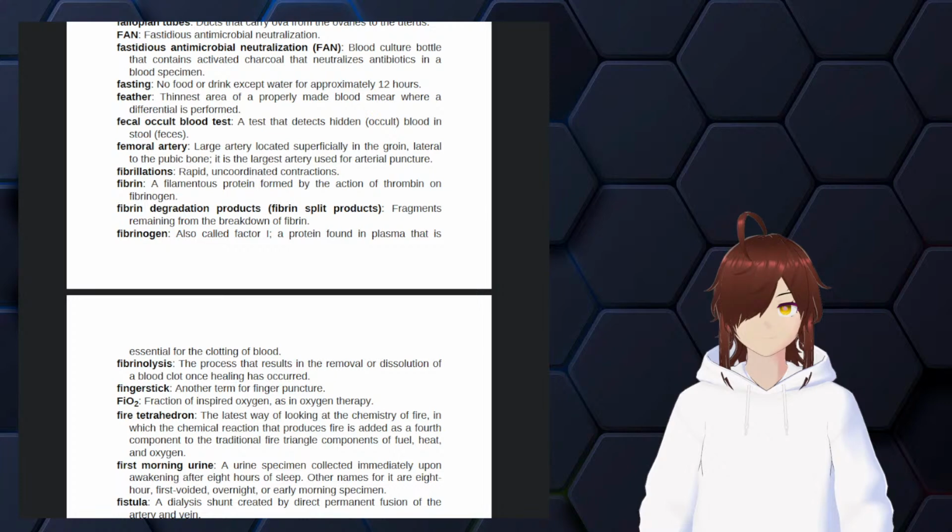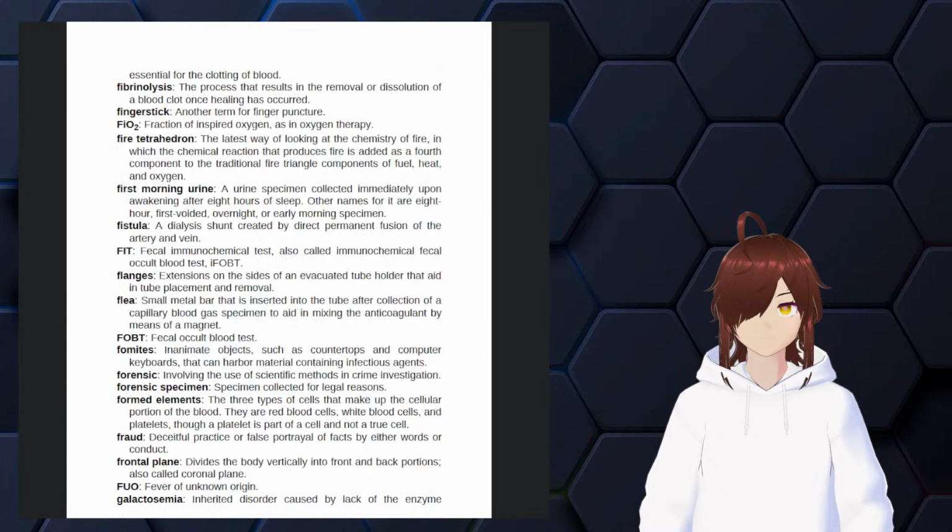Femoral artery, large artery located superficially in the groin, lateral to the pubic bone. It is the largest artery used for arterial puncture. Fibrillation, rapid, uncoordinated contractions. Fibrin, a filamentous protein formed by the action of thrombin on fibrinogen. Fibrin degradation products, fibrin split products, fragments remaining from the breakdown of fibrin. Fibrinogen, also called factor I, a protein found in plasma essential to the clotting of blood. Fibrinolysis, the process that results in the removal or dissolution of a blood clot once healing has occurred.